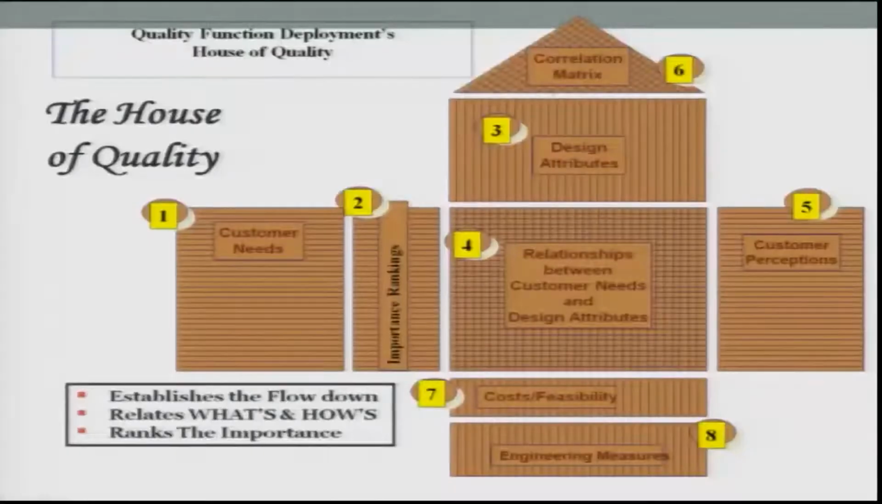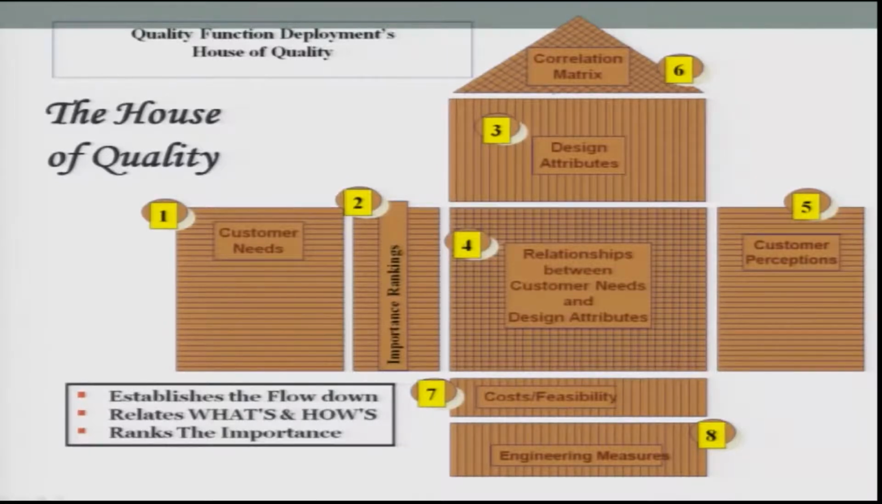So, quality function deployment, the house of quality, consists of the following. You have the diagram here in front of you, which gives you the house of quality. The main focus we are trying to analyze is the relationship between the customer needs and the design attributes, whether the designs which you as a company are making meet the criteria of what the customer wants.